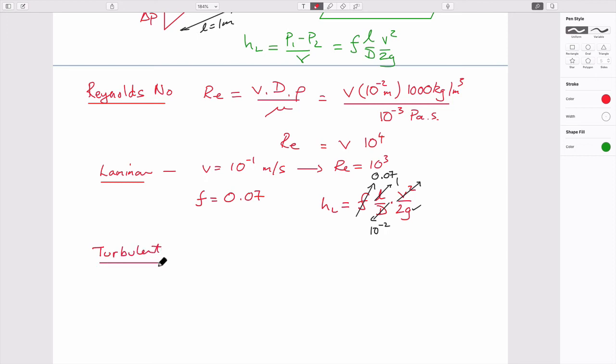Again, we need to choose a velocity so that the Reynolds number is greater than 2000. So I suppose if we increase the velocity by a factor of 10, so v times 10 is equal to 1 meter a second. And we know if we put that into this, then we'd end up with Reynolds number is equal to 10,000.